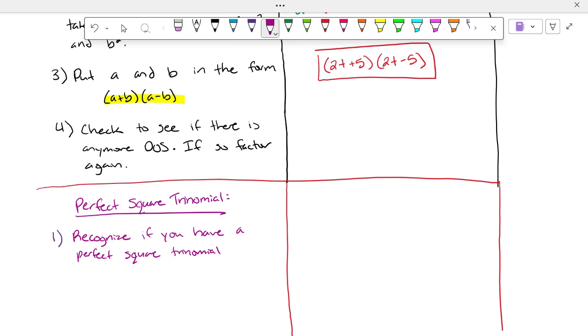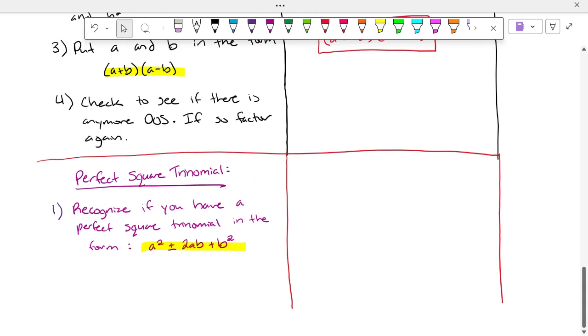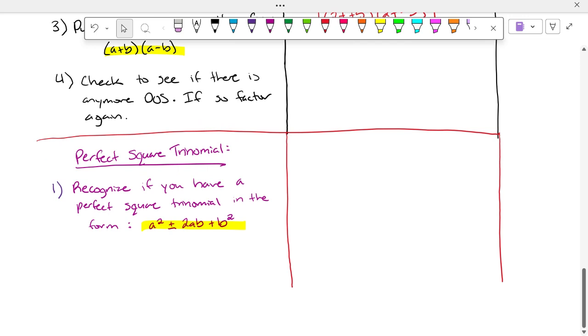All right, so recognize if you have a perfect square trinomial, which would be in the form a squared plus or minus 2ab plus b squared. So if it's a perfect square trinomial, it would be a squared plus or minus twice the product of a times b, plus b squared. So notice how the last term always has a plus in front of it. If it's a minus, it's automatically not a perfect square trinomial.